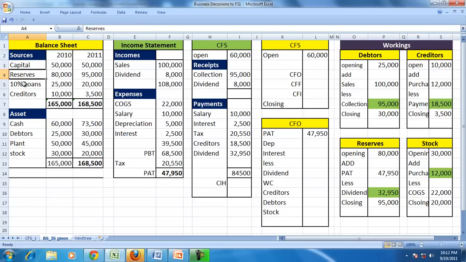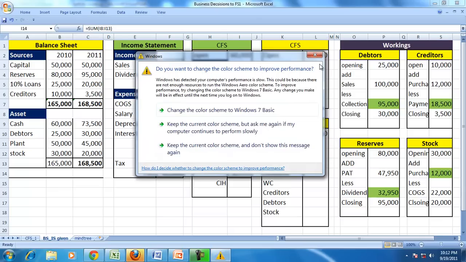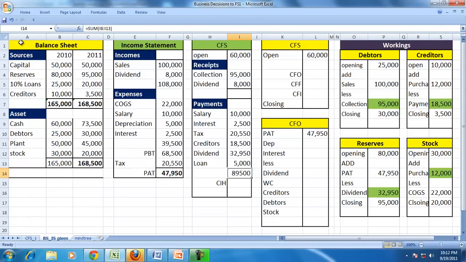If you see reserves done, loan. What happened to the loan? Loan has reduced. That means the loan has been repaid during the year, 5,000. But you can ask a question here. How will you know when the loan was repaid? To answer that question, observe the interest. You paid interest 2,500, which is for the entire year on 25,000.